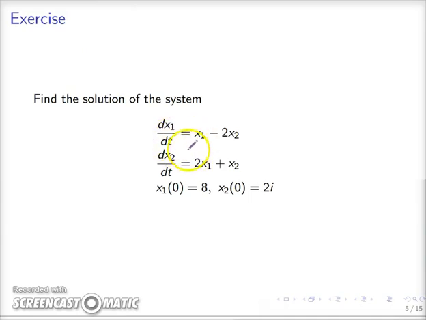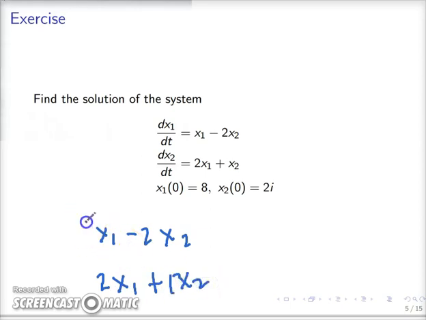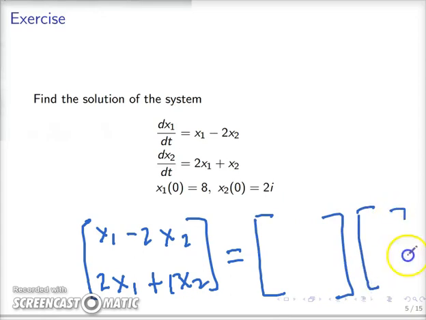So let's now use that method, and we want to illustrate that method with this exercise. The first thing I would like to note here is that this system of equations, x1 minus 2 x2 and 2 x1 plus 1 x2, we could write this vector as the product of a 2 by 2 matrix times a column vector that has entries x1 and x2.